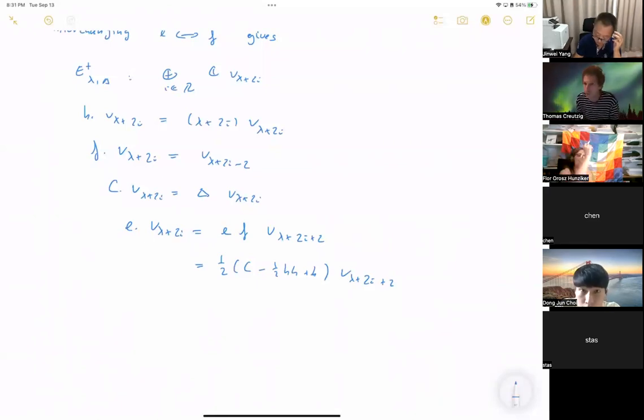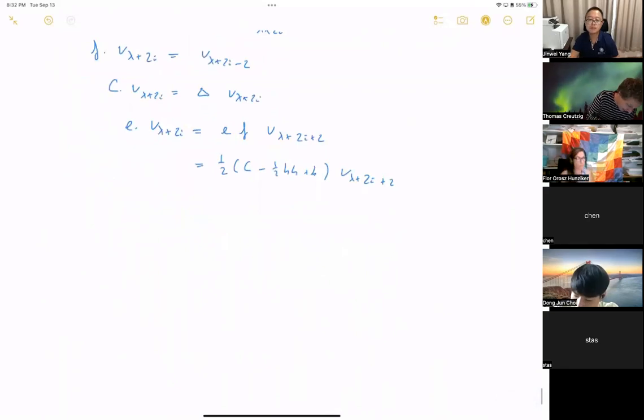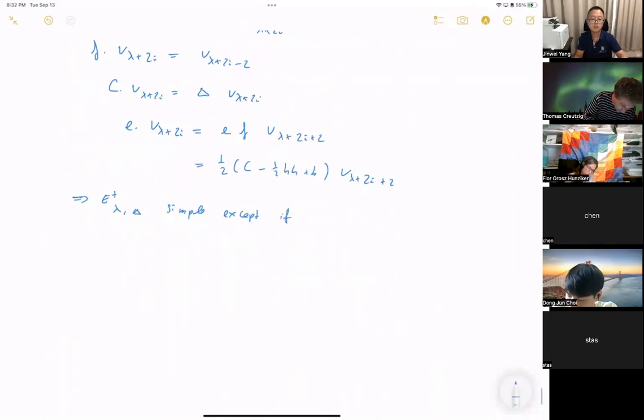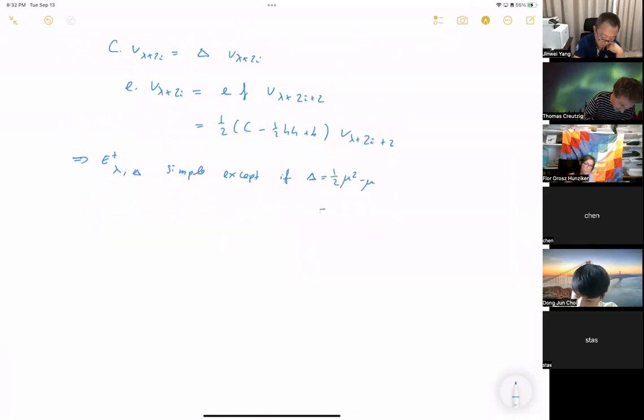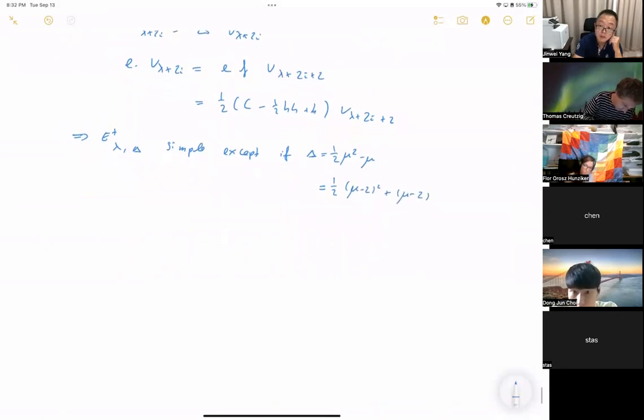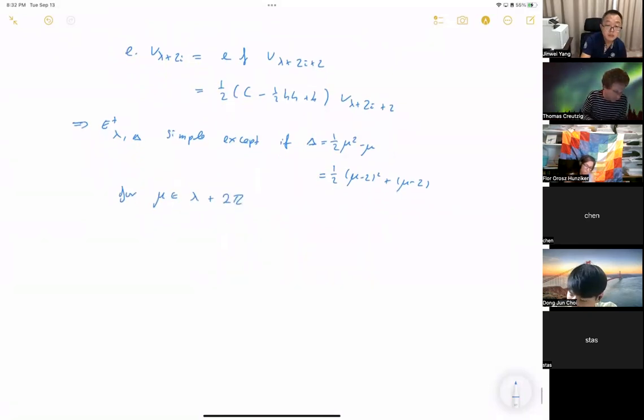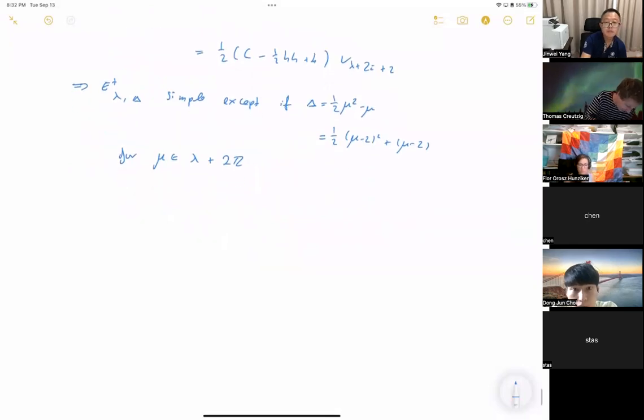If you compare what I wrote down for E plus and E minus, almost the same thing, except that the roles of F and E are interchanged. In particular, what we see is that this E plus lambda now is simple, except if the same condition for the Casimir eigenvalue holds. Well, a priori it doesn't look the same, but how can I write 1/2 mu squared minus mu? I can write it as 1/2 (mu minus 2) squared plus (mu minus 2), except if delta can be written like this for mu in the same coset of the root lattice as lambda. And what happens in this case?